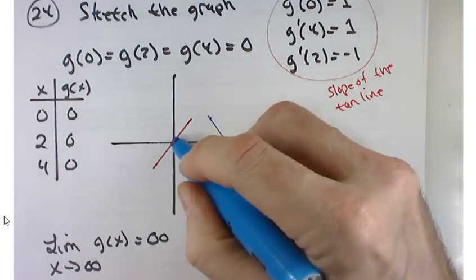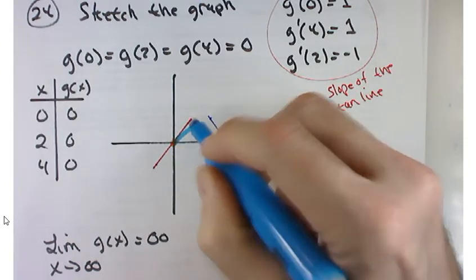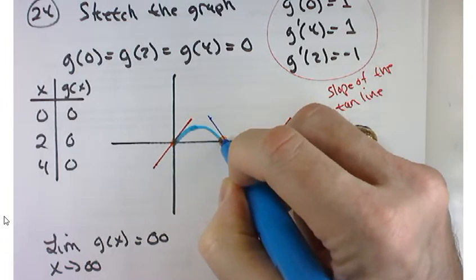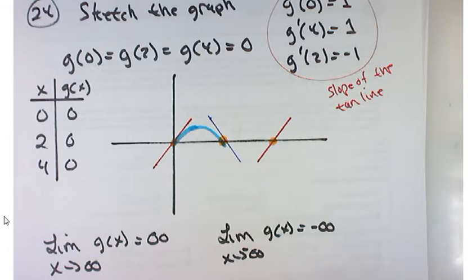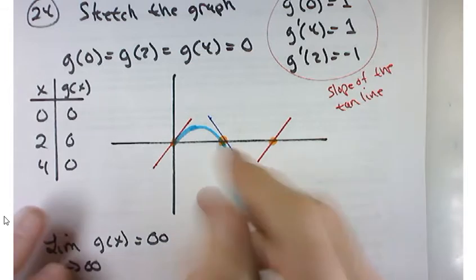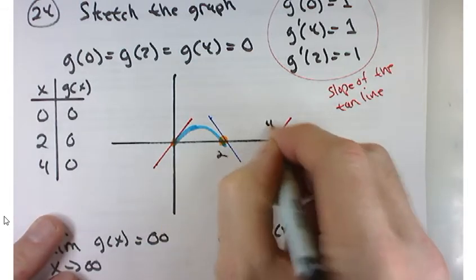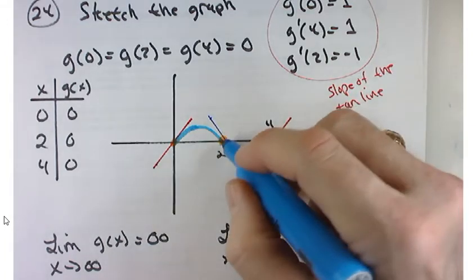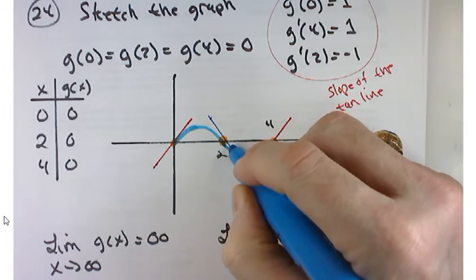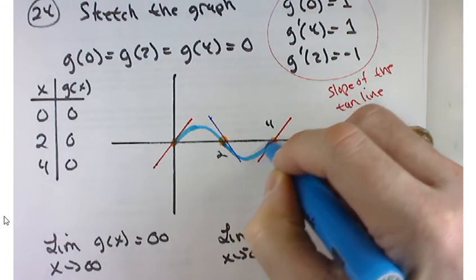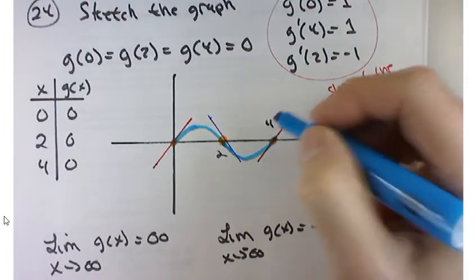Well, it has to look like this a little bit. It's increasing, but then it has to come back down to 0, like that, right? Because it touches the x-axis at 2 and again at 4. So, okay, it's got to come back down. Then what happens? Well, it's decreasing for a little ways, but then it's got to change course, come back up here, so that it's increasing.